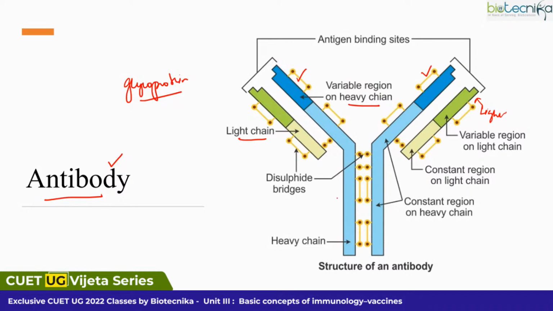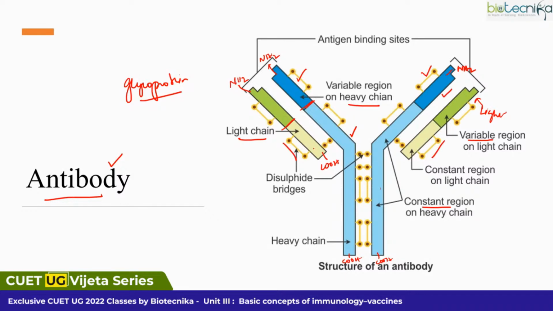Now they are proteins, so they have an amino terminal and a carboxyl terminal. This side is the amino terminal and the other side is the carboxyl terminal. At the amino terminal end, this part is known as the variable region. This is the variable region of the light chain, this is the variable region of the heavy chain. Again, this is the variable region of the heavy chain and this is the variable region of the light chain. Then the other part is known as the constant region. This part is the constant region on the heavy chain and this part is the constant region on the light chain.